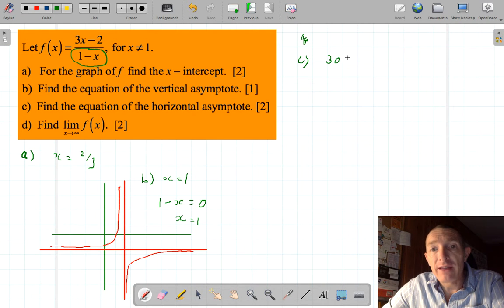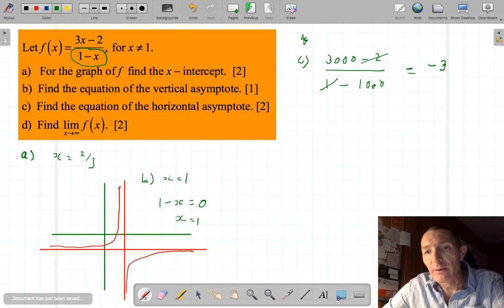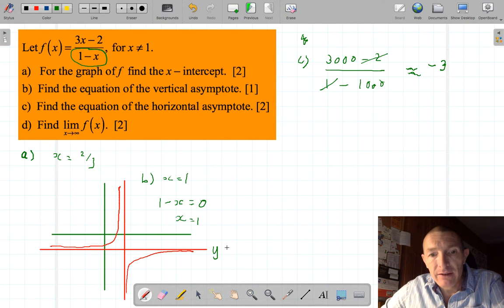So I actually have 3,000 take away 2, divided by 1 minus 1,000. Now I want to think about this 1 and this 2. They become irrelevant as x becomes bigger. So I've actually got 3,000 divided by minus 1,000. So this becomes minus 3. Now it will never actually reach minus 3. It's just going towards minus 3.